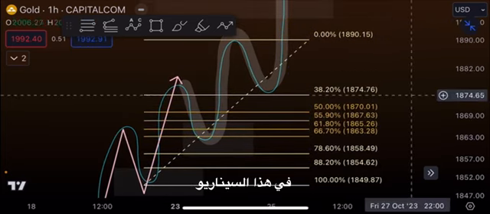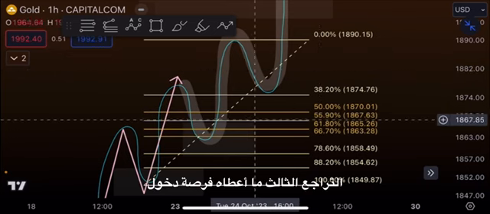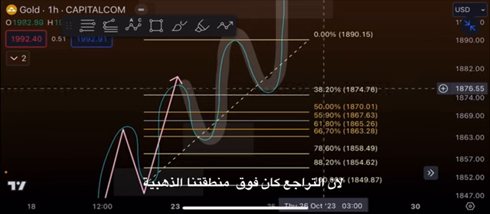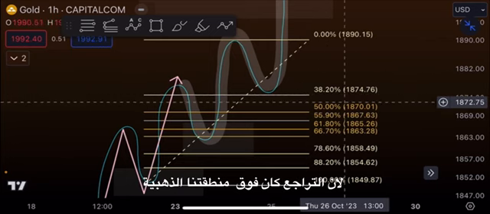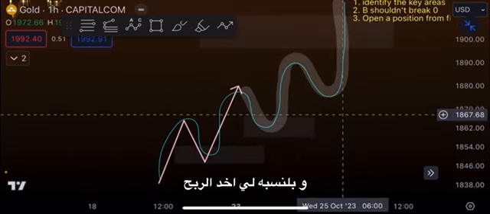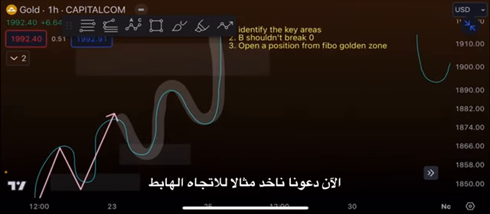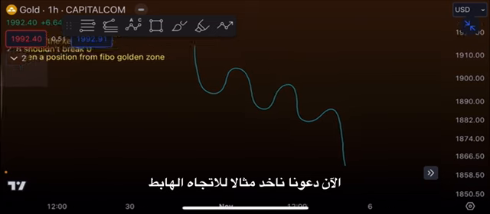Now, in this scenario, the third pullback didn't give us a chance to enter for the third time because the pullback was above our golden area. Now, as for the take profit, we can put the same for both. Okay? Now, let's take an example for a down movement.